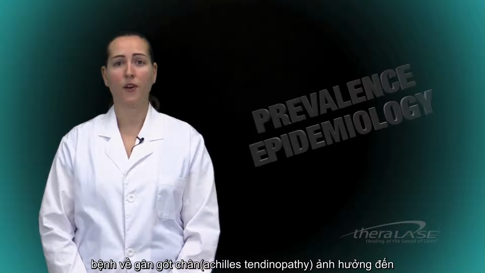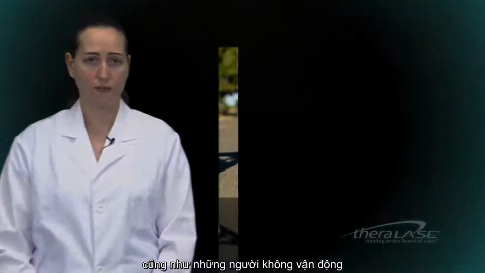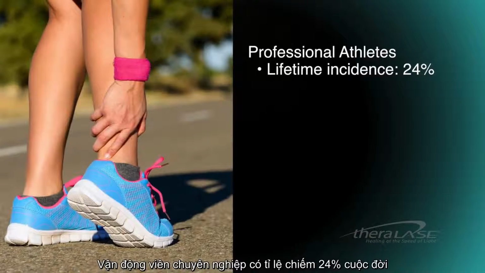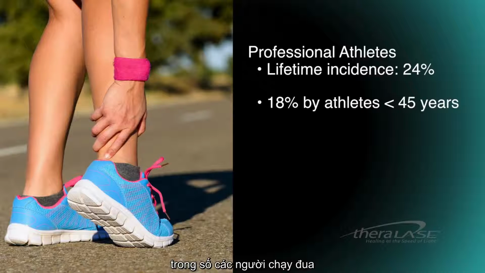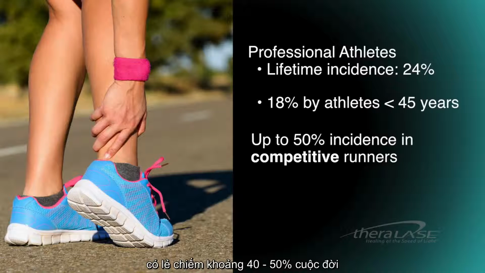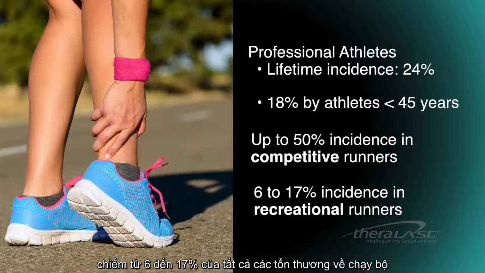Achilles tendinopathy affects professional and recreational athletes as well as people who are not active. Professional athletes have a lifetime incidence of 24%, with 18% sustained by athletes younger than 45 years. Among competitive runners, the lifetime incidence of Achilles tendinopathy may be as high as 40 to 50%. Achilles tendinopathy in recreational runners accounts for 6 to 17% of all running injuries.